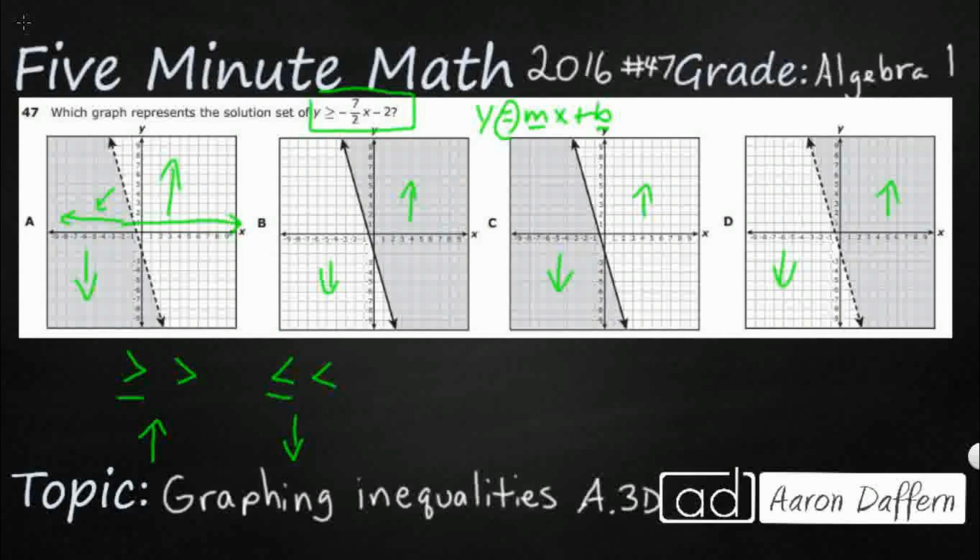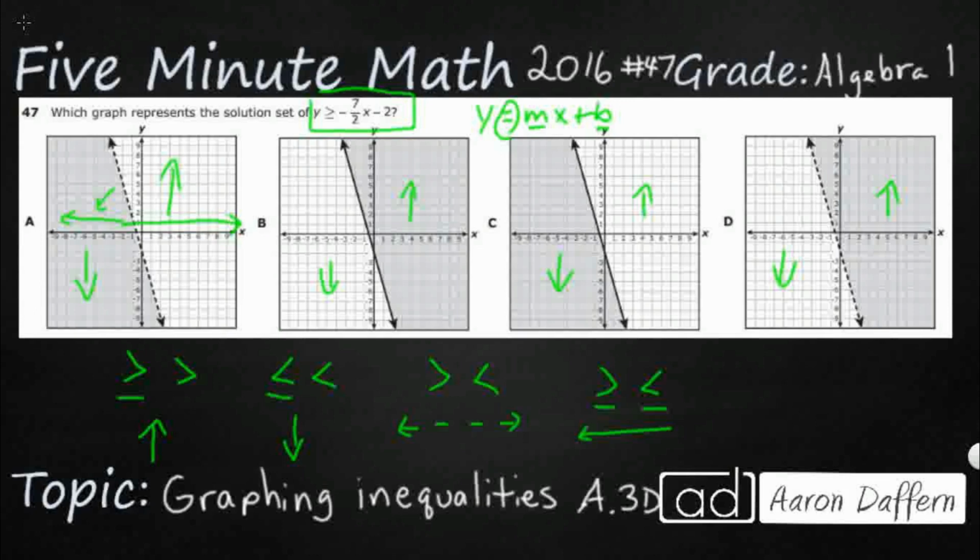The other thing we know is that if we have a greater than or a less than symbol, it's going to be a dashed line. That means you cannot include whatever is on the line in the solution set. It goes up to that point but does not include that point. If you have a greater than or equal to or a less than or equal to, you have a solid line. That means you can include what is on that line in the solution set.